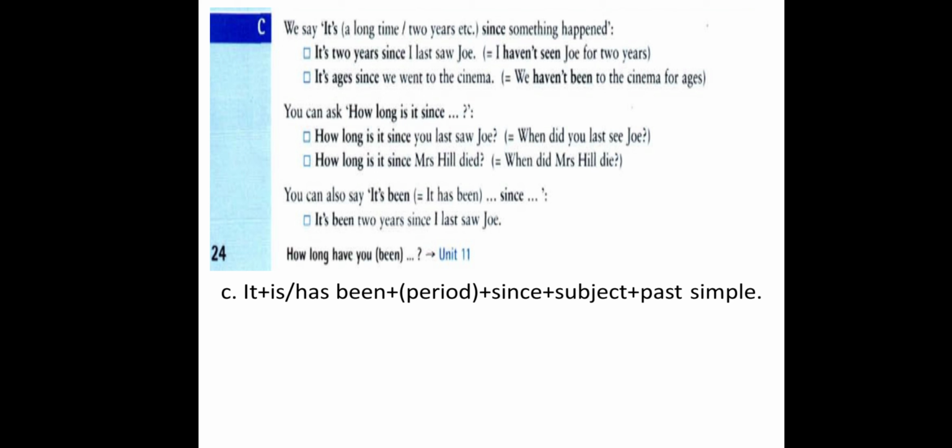So to conclude this part, we can say the form is like this. It plus is, or you can replace is by has been, plus a period of time, plus since, plus subject, plus past simple. And remember that what comes after since is past simple. If you think of since as used for present perfect, then it becomes has been, what comes before since.